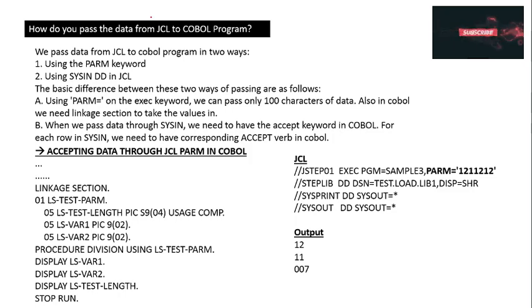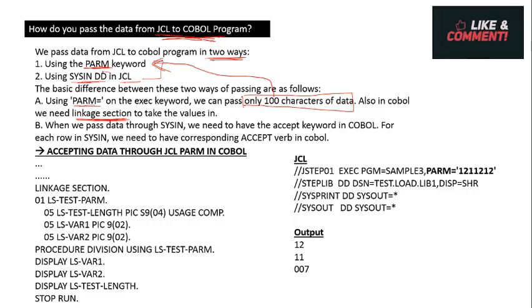How do you pass data from JCL to a COBOL program? We can pass data from JCL to a COBOL program in two ways. First is using the PARM keyword, and second is using SYSIN DD in JCL. What's the basic difference between them? Using PARM on the EXEC statement, we can pass only 100 characters of data. Also, in COBOL we need to use the linkage section to take the value of the PARM keyword.